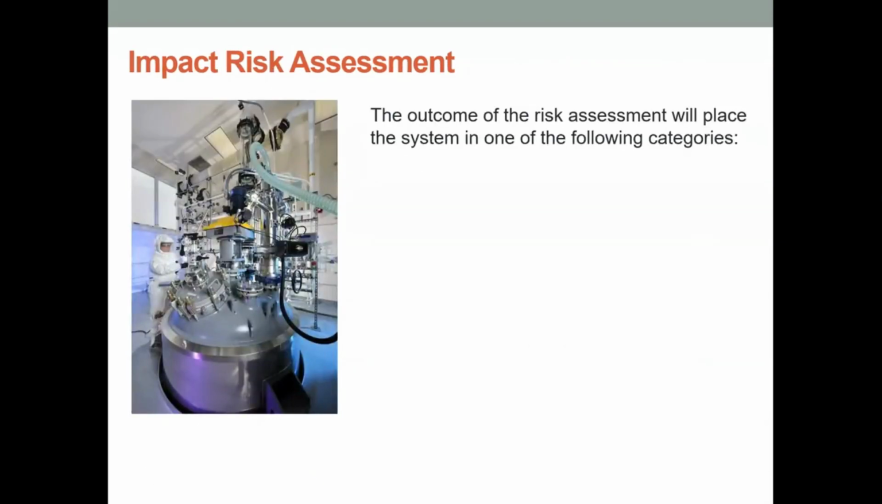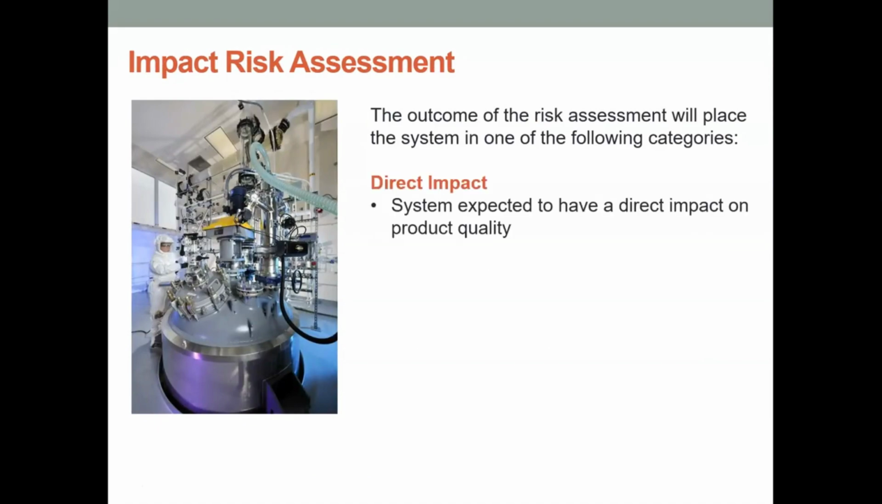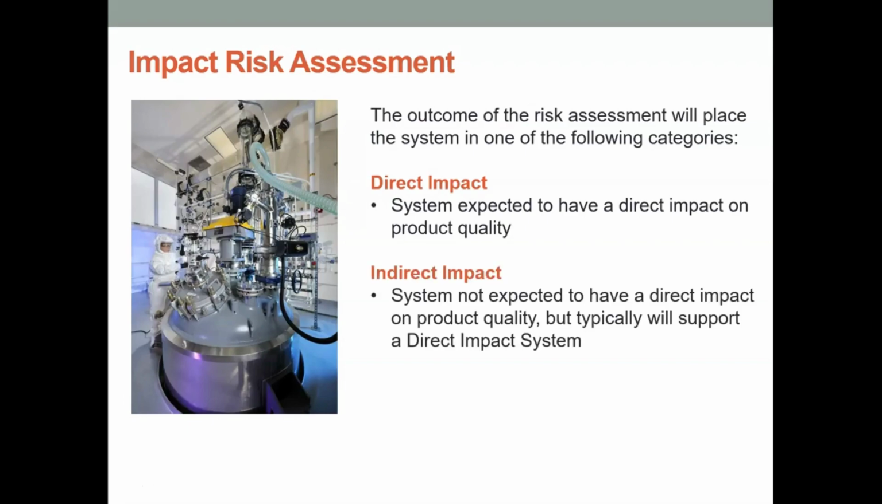Impact risk assessment. So the outcome of the risk assessment will take place. The systems will fall into one of the following categories. Direct impact. System is expected to have a direct impact on the product quality. So these will be all of your vessels, your heat exchangers, your reactors, your testing equipment, anything like that is going to have a direct impact on the product quality.